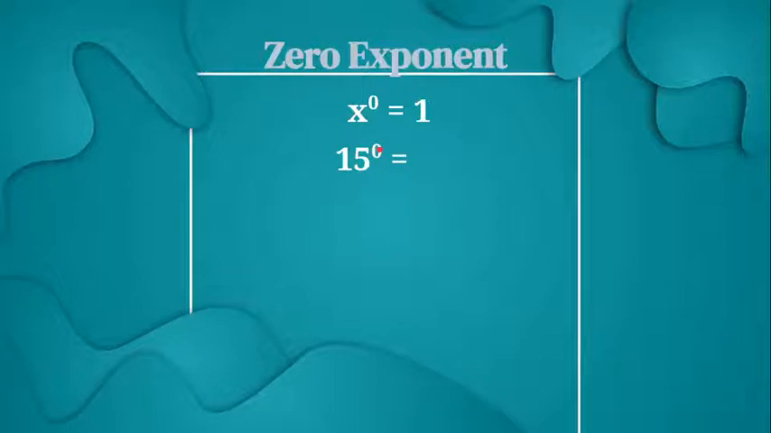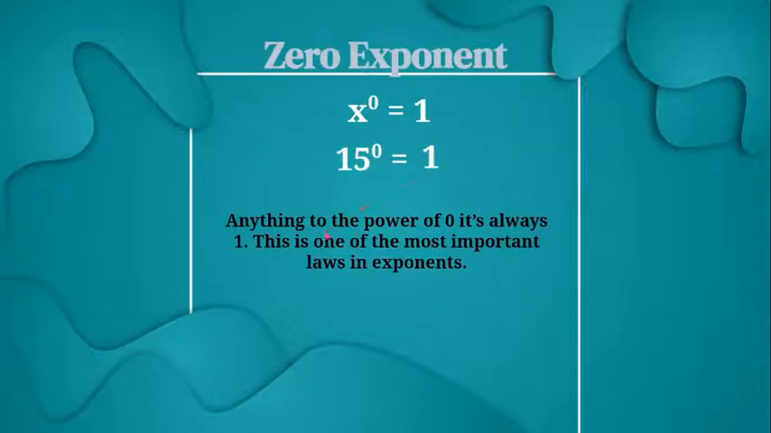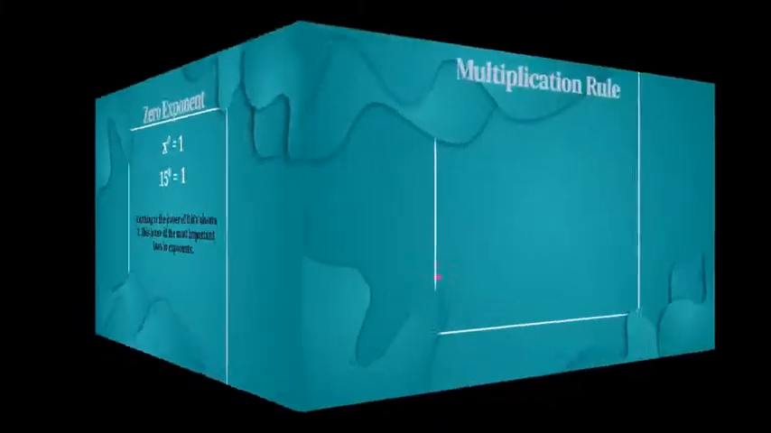This law is very important. Whenever you want to solve something like 15 to the power of 0, it's always the number 1. It's always the number 1. This is an extremely important law. So 15 to the power of 0 equals 1. Whatever number you have here, if the exponent is 0, it's always the number 1. So anything to the power of 0 is always 1. This is one of the most important laws in exponents.